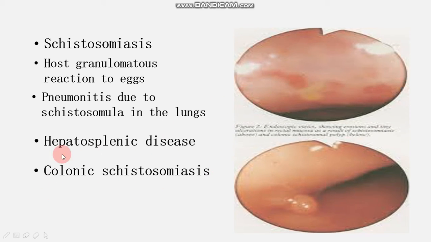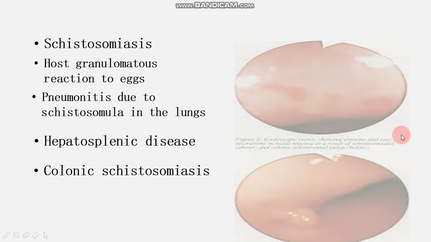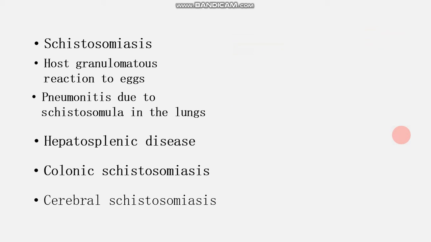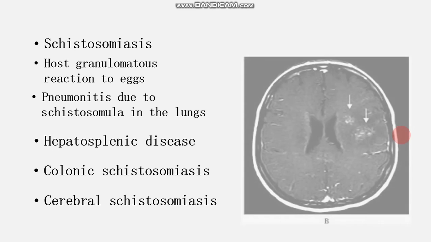Next, we have the colonic schistosomiasis. You will already know the hint that it is found in the colon, or there is an infection of schistosoma in the colon. Next, we have the cerebral schistosomiasis. Here.